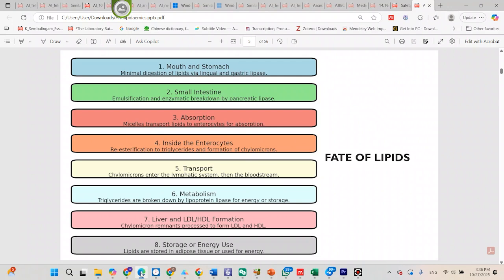Now in the enterocytes, the lipids that have been broken down become reesterified into triglycerides, and in these enterocytes they form chylomicrons. Chylomicrons enter the lymphatic system and then into the bloodstream. So it doesn't go directly into the systemic circulation. It enters the lymphatic system first, then it is drained into the systemic circulation. Now triglycerides are broken down by lipoprotein lipase.